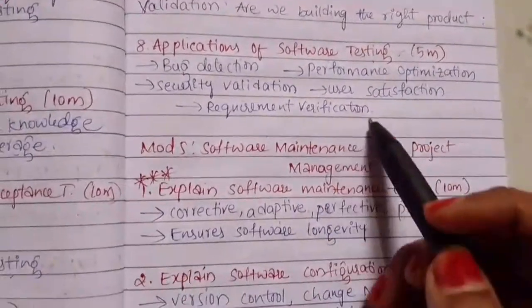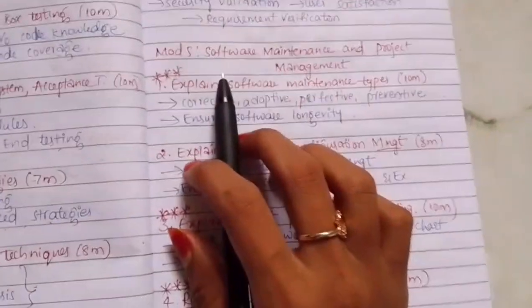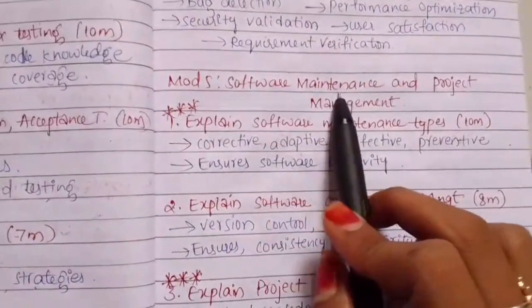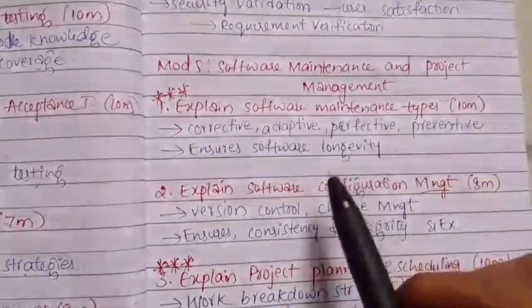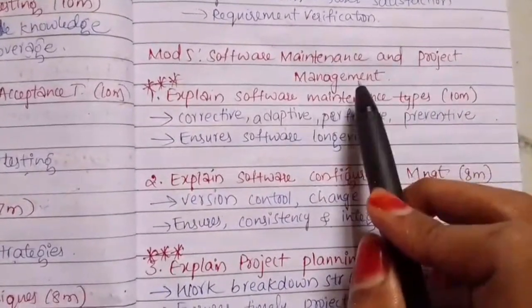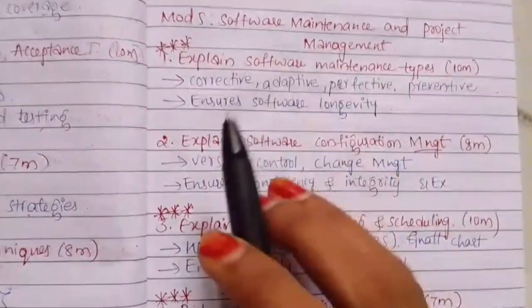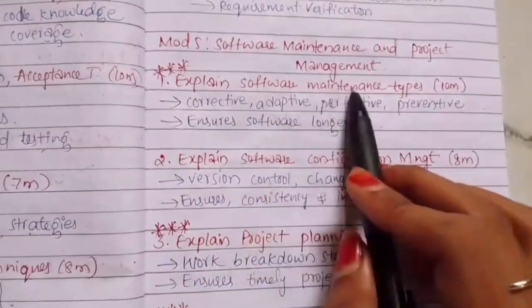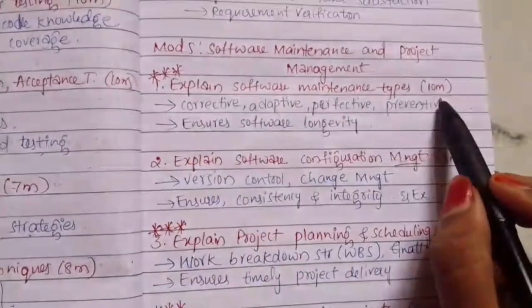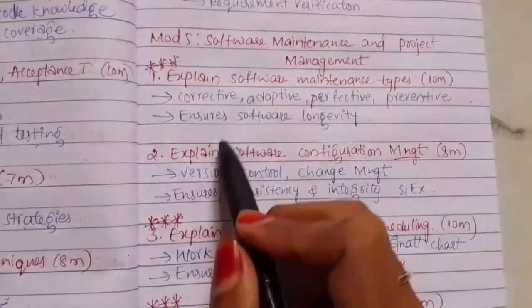Let us see module 5, which includes software maintenance and project management. It is all about software maintenance and project management. Let us see one by one. Explain software maintenance types. It is very important and asked for 10 marks.